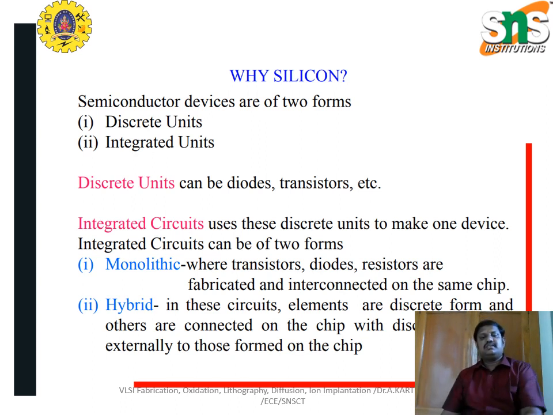Why silicon? We use semiconductor devices in two forms: discrete units and integrated units. The discrete unit can be a diode, transistor, capacitor, or resistor. Integrated circuits are mainly of two types, monolithic and hybrid. Monolithic is the unit where the transistor, diode, and resistor are fabricated and integrated in the same chip itself. In hybrid, the circuit elements are discrete from one another and are externally connected to form the chip. Mainly monolithic and hybrid constructions are used in integrated circuits.